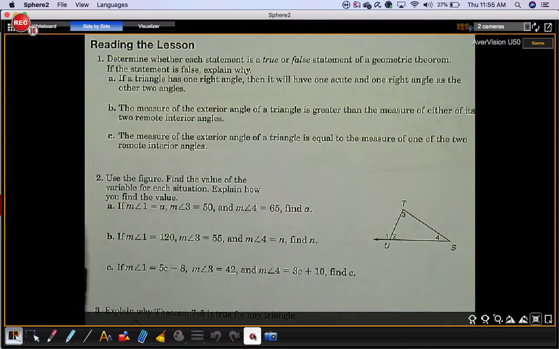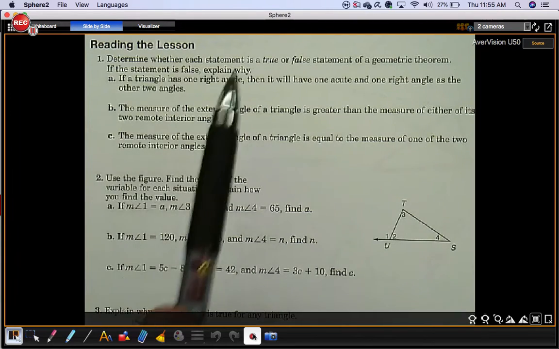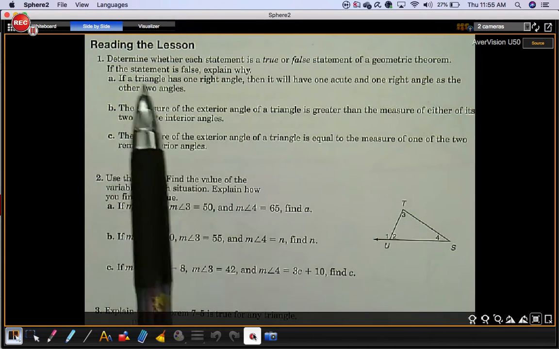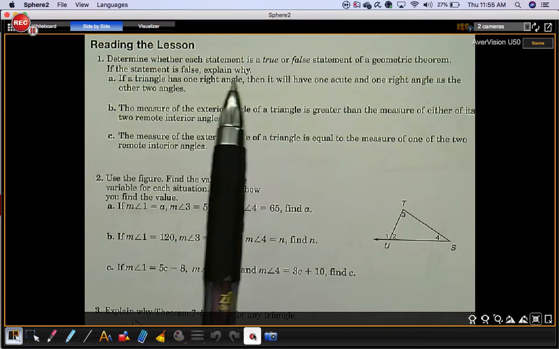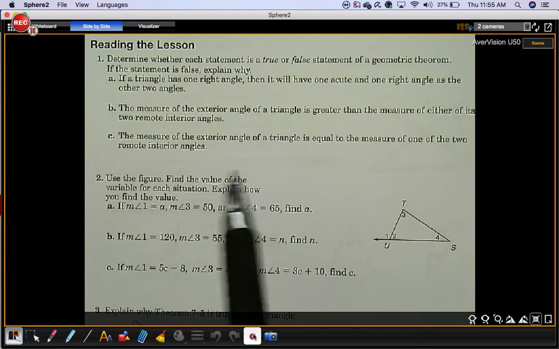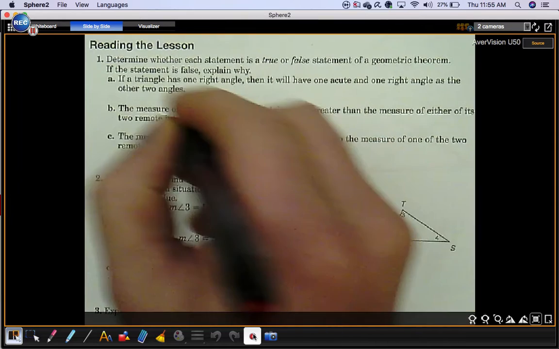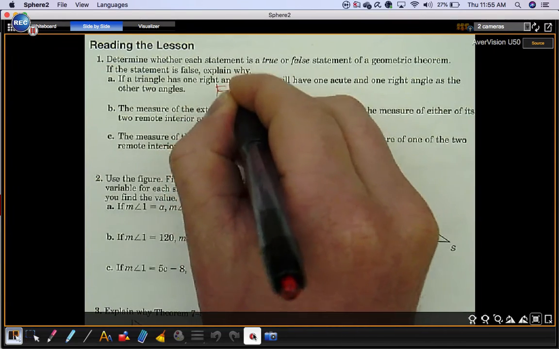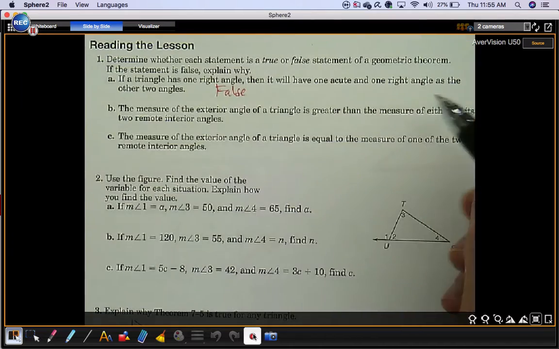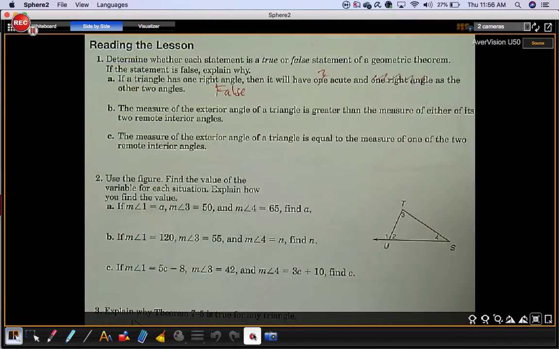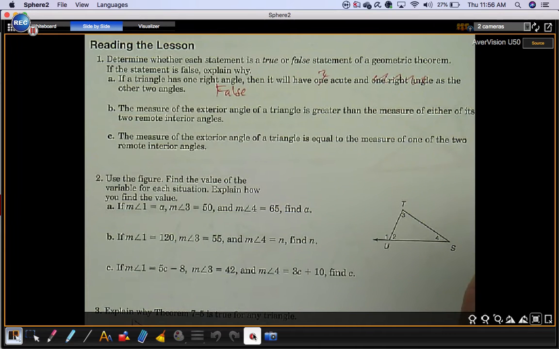True or false? If the statement is false, explain why. If a triangle has one right angle, then it will have one acute and one right angle as the other two angles. Well, if you have two right angles in a triangle, that's already 180 degrees. You have no other room for another acute angle. This is false. If it's a right triangle, you're going to have two acute angles. No right angles.